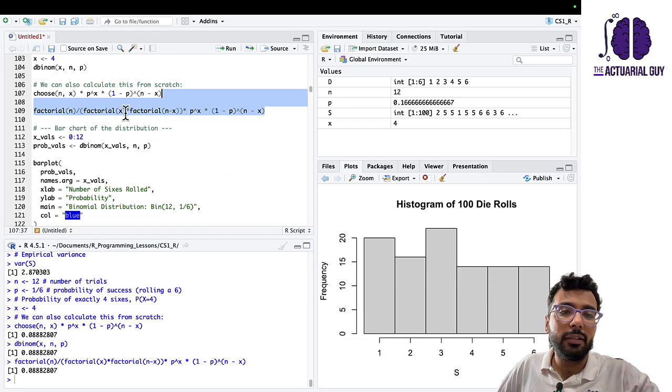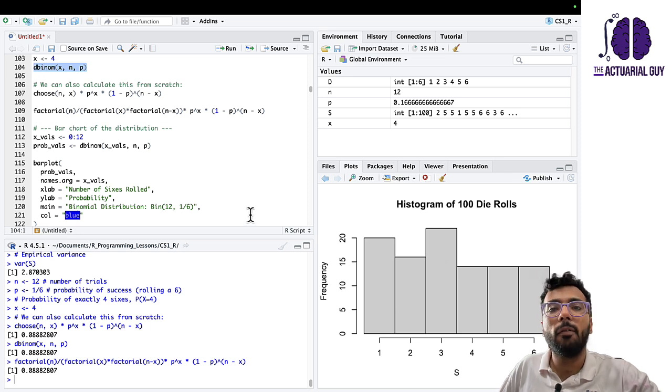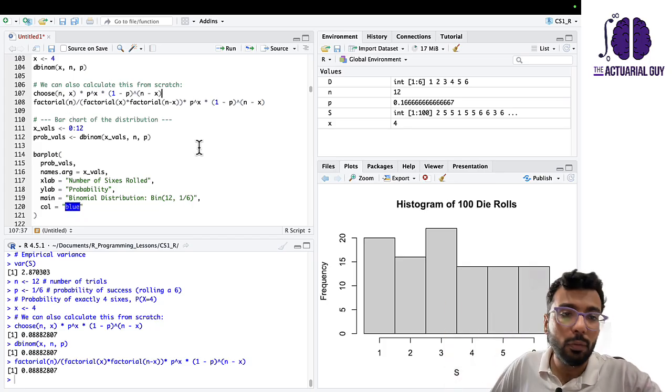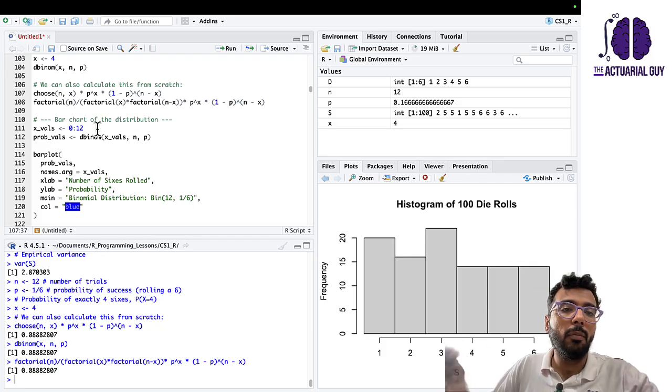So you can calculate this any way, but dbinom is the most straightforward way, and this is replicable to most other distributions. You have this d function for other discrete and continuous distributions as well, and we will talk about that very, very soon. Now, if you want to calculate the probability of 4 successes, this is how you do it, right?